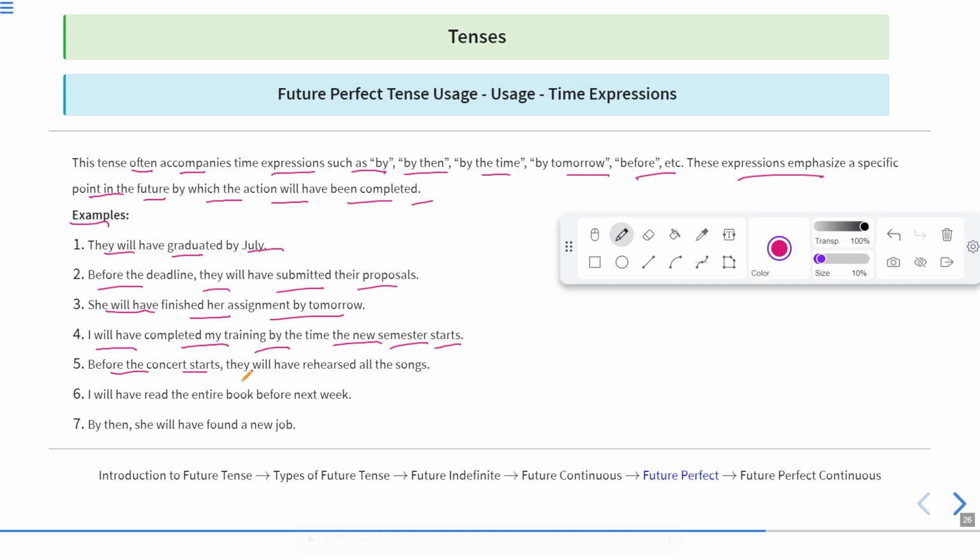Before the concert starts, they will have rehearsed all the songs. I will have read the entire book before next week. By then, she will have found a new job. Okay, so these are the sentences of future perfect tense with time expressions. Okay, I hope you have understood all these concepts of future perfect tense.